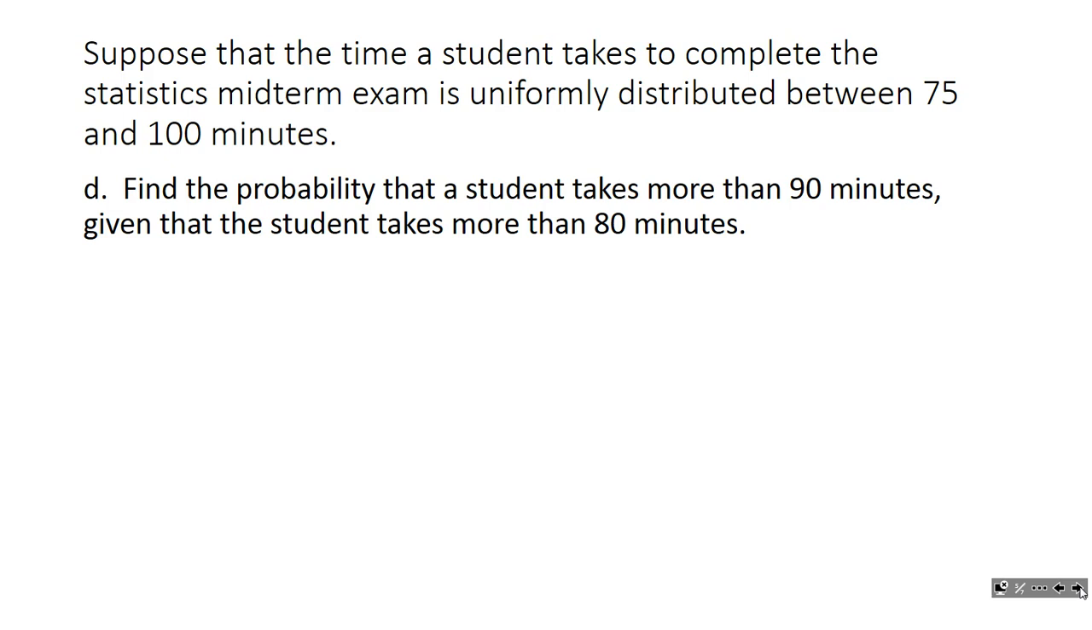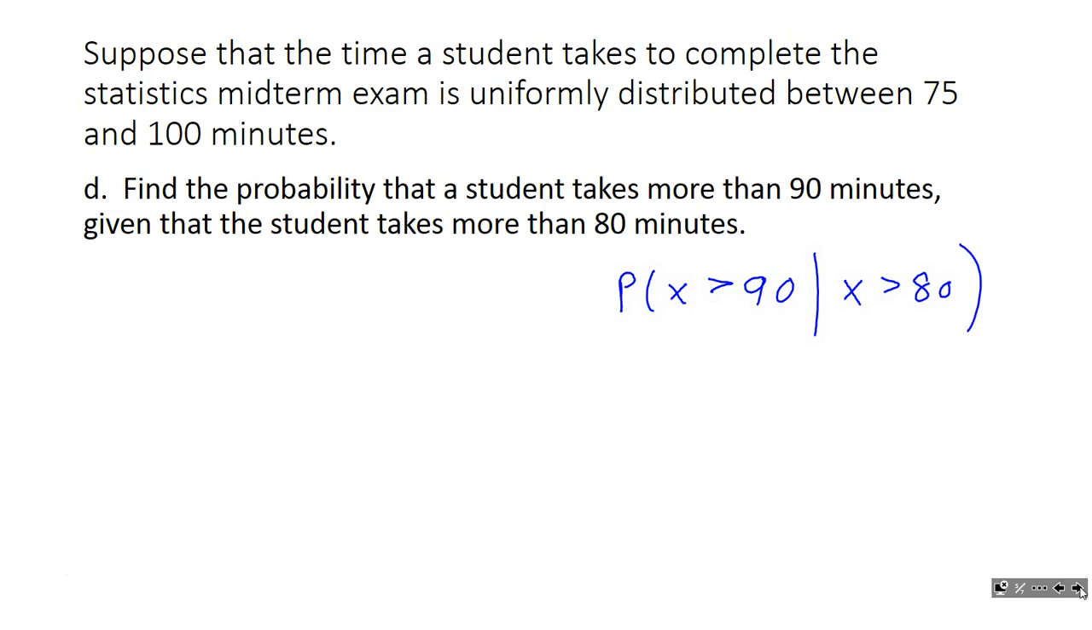Another question. Told you we'd be doing a bunch of them. D is find the probability that a student takes more than 90 minutes given that the student takes more than 80 minutes. And I'm sure you recognize there, oh, this is one of those conditional probabilities. So it would be written like this: the probability that x is greater than 90 given that x is greater than 80.